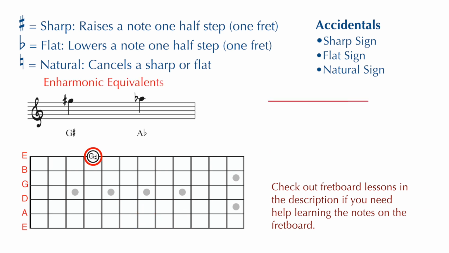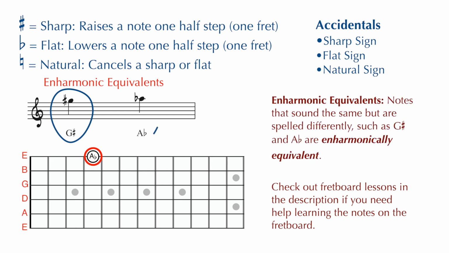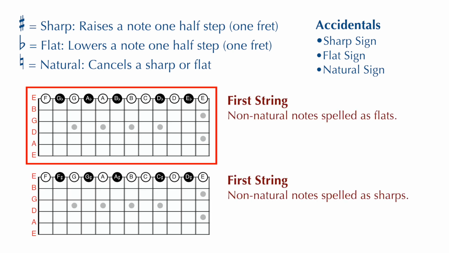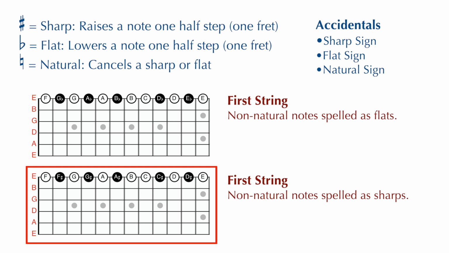You may notice that G sharp and A flat sound very much the same. When two notes sound the same but are spelled differently, they are enharmonic equivalents. Here are the notes on the first string with the non-natural note spelled as flats and as sharps.